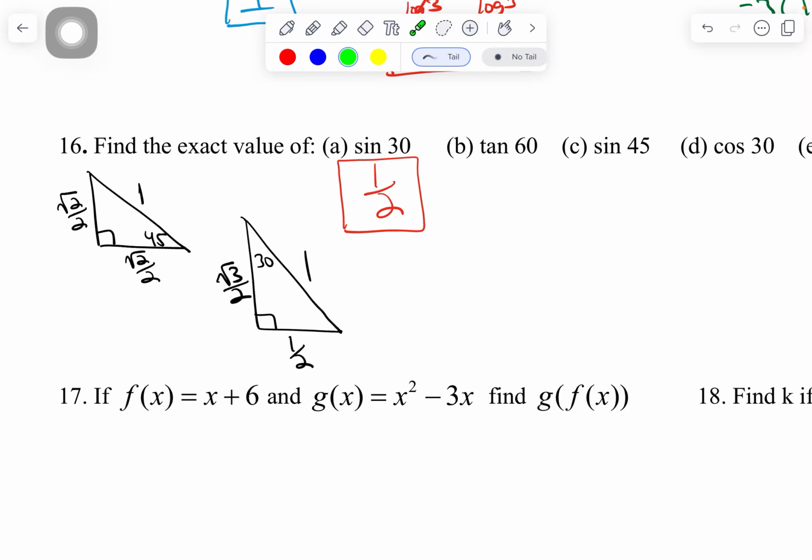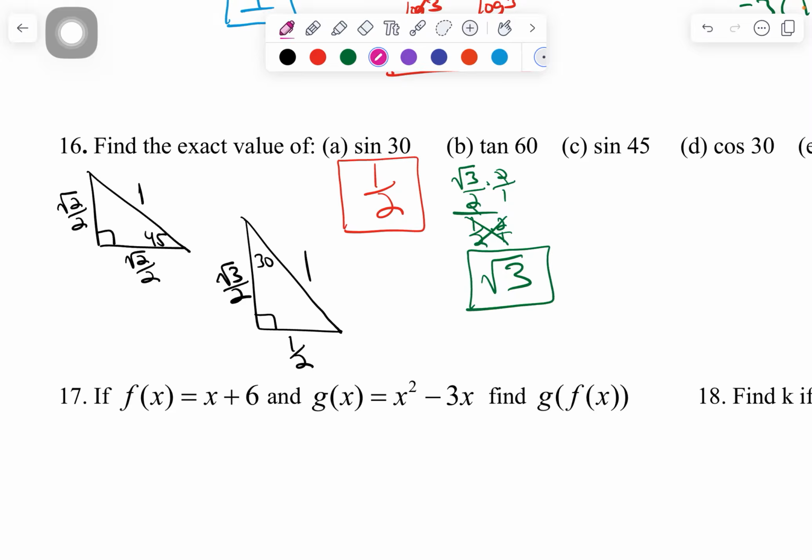Tangent of 60, so 60 degrees is right down here. We're going to do opposite over adjacent, so that's going to be root 3 over 2 over 1/2. So multiply by 2 over 1. Those two cancel, and you're left with a root 3.